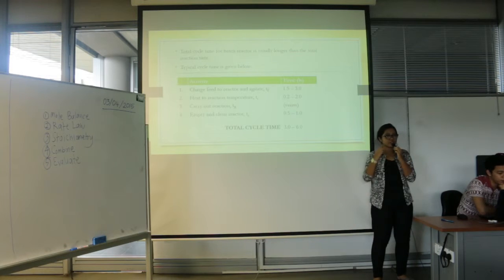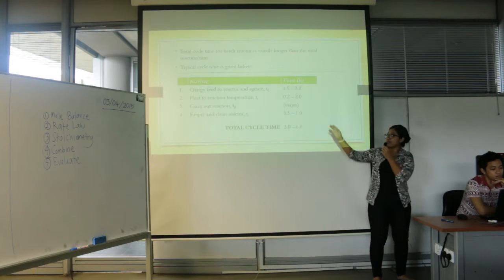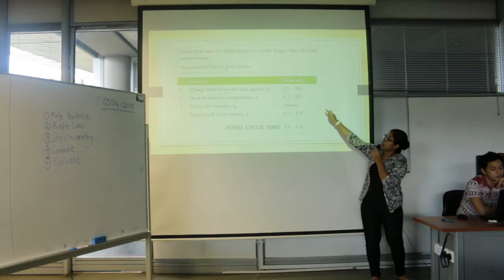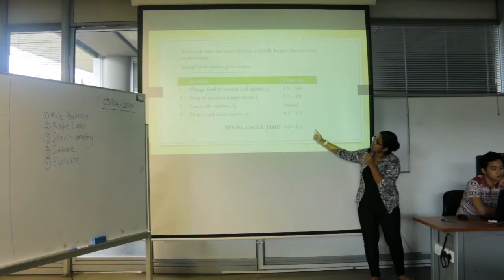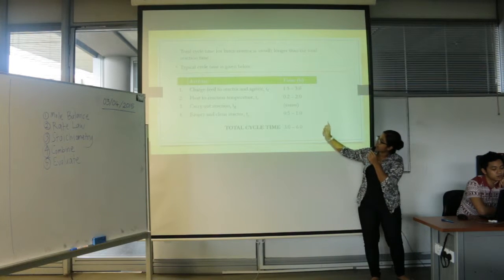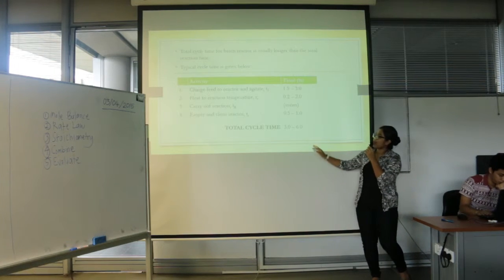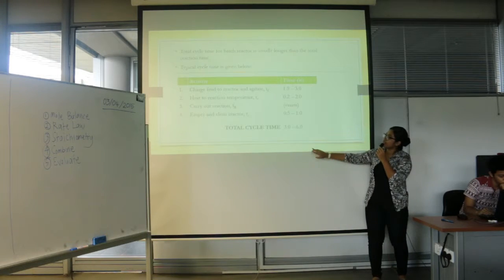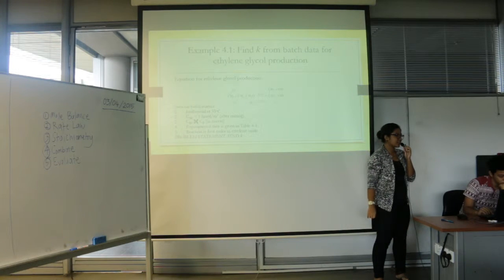The total cycle time for batch reactor is usually longer than the total reaction time. Typical cycle time is given below. As you can see, for charging feed to the reactor and agitating, t_f is from 1.5 to 3 hours. Next, heating to reaction temperature is 0.2 to 2 hours. Number 3, carrying out the reaction t_R, it can vary. And then number 4, emptying the reactor, it varies from 0.5 to 1 hour. The total cycle time is 3 to 6 hours. This example, you can try it by yourself.